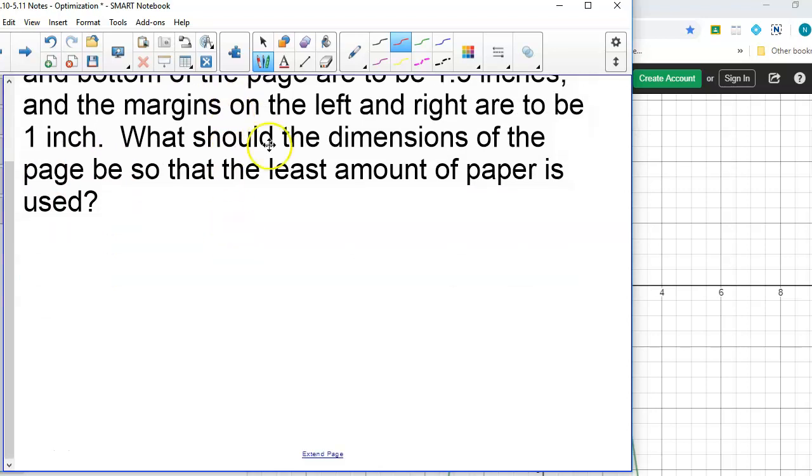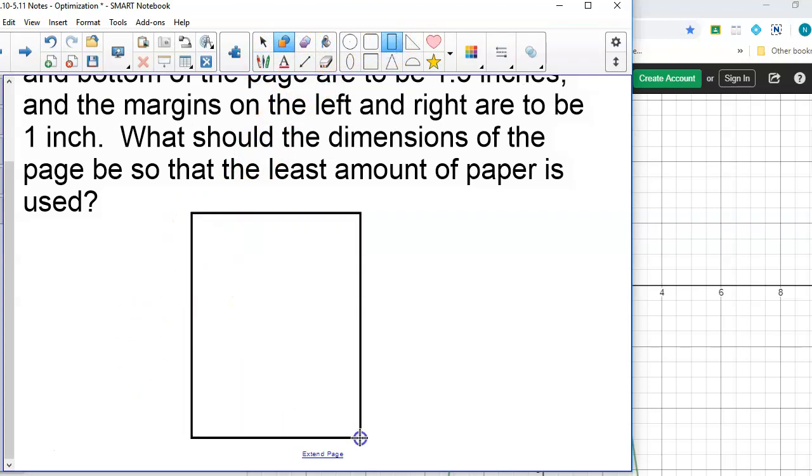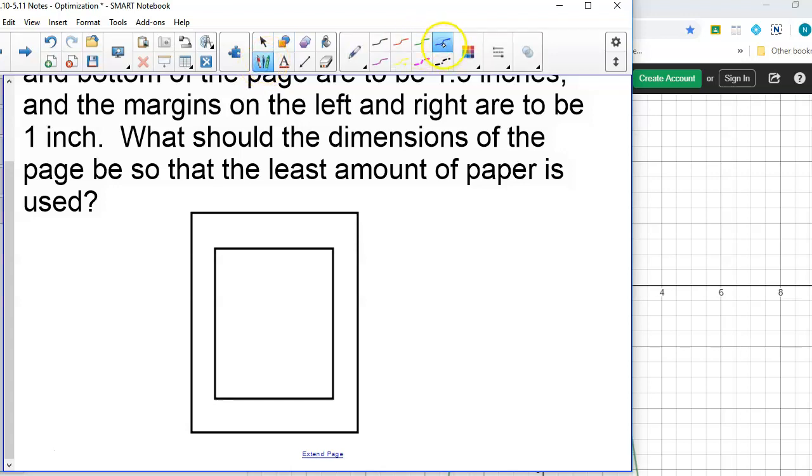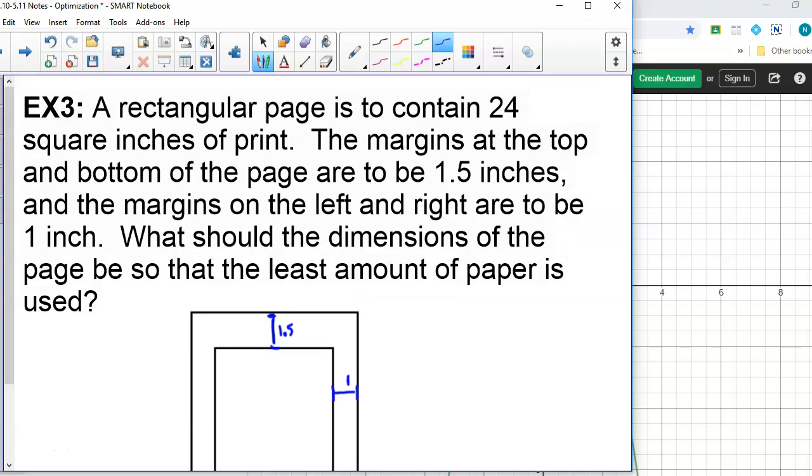So we have our rectangular piece of paper, and we know for sure that we have 1.5 inches at the top and bottom of the page, and we have 1 inch on either side of the page for our margins. So we would know that this is 1.5 inches right here, and this is 1 inch right here. What we don't know is the dimensions of the paper. Or, let's see, we don't know the dimensions of the print.